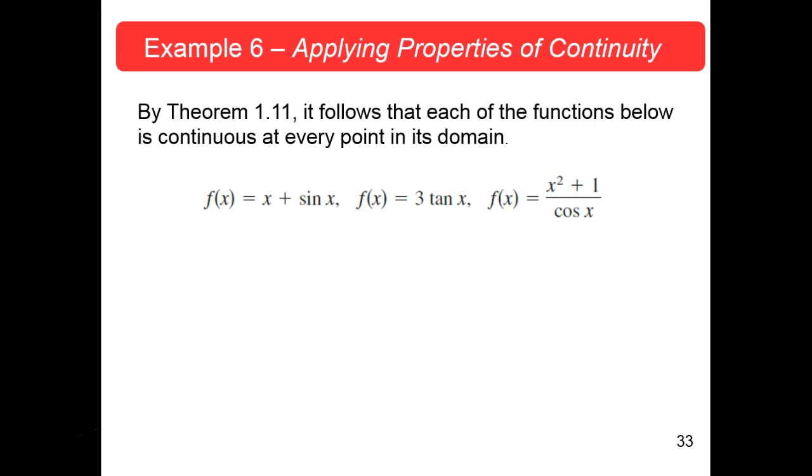So here's one of those combinations. f of x is equal to the sum of two continuous functions, x and sine x. x is continuous everywhere, sine x is continuous everywhere. So this will be a continuous function. Multiplying a real number by a continuous function is continuous everywhere that function is continuous. You have to exclude the half pis because they are not included in the domain.